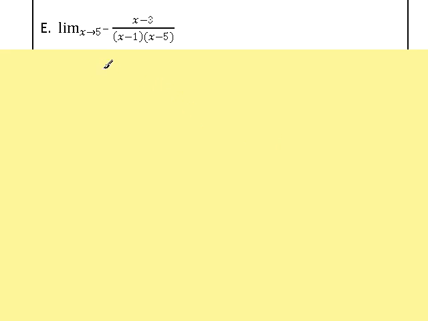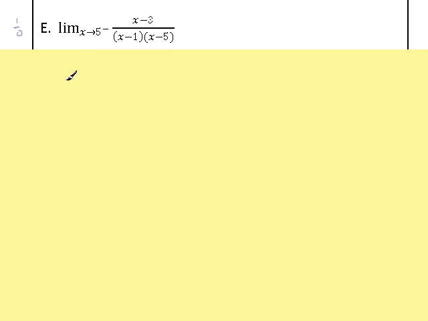In part E, we have a one-sided limit, the limit as x goes to 5 from the left. When we approach 5 and substitute in 5, the denominator is 0. The numerator is not 0. This is not a 0 over 0 limit. This is what I would call a 1 over 0 limit, meaning non-zero over 0. This type of limit is equal to either infinity or minus infinity. So we basically have to decide, is it infinity or minus infinity?